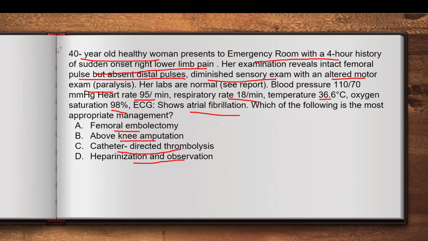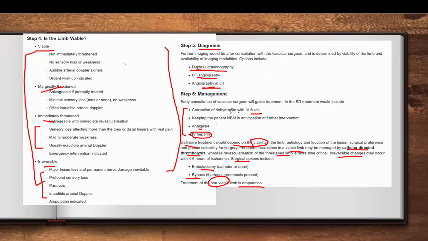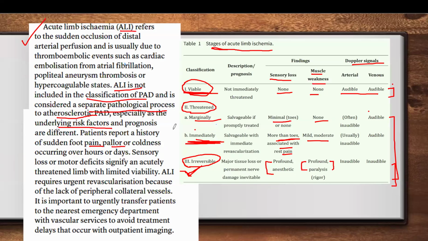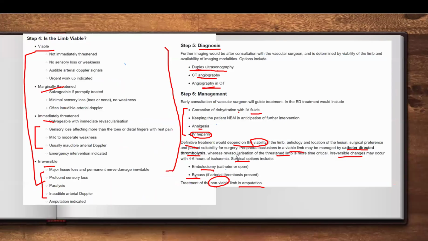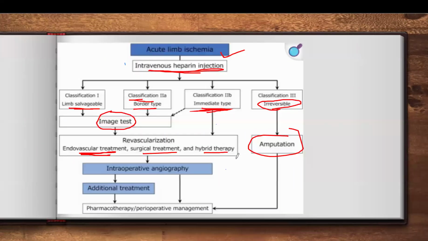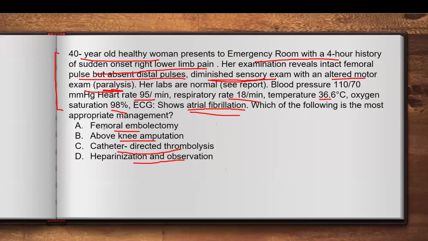Yes, so again, this is the case of acute limb ischemia. Why? Because the patient has underlying atrial fibrillation. Most likely, there is some embolus that is stuck in the lower limb. Also there is diminished sensation and there is paralysis. So this is an immediately threatened limb. That is why we need to save it and take the patient to the operating theater as soon as possible. And since it's an embolus, we will be doing femoral embolectomy.